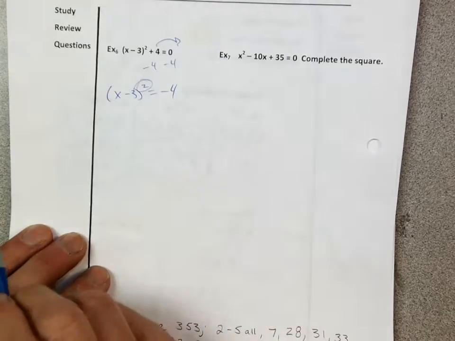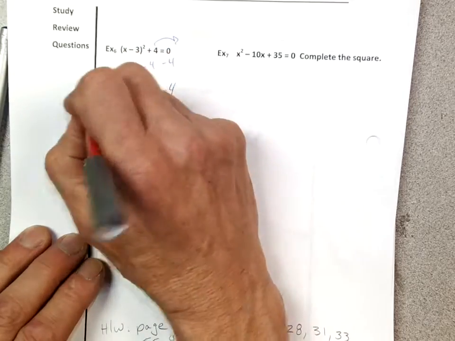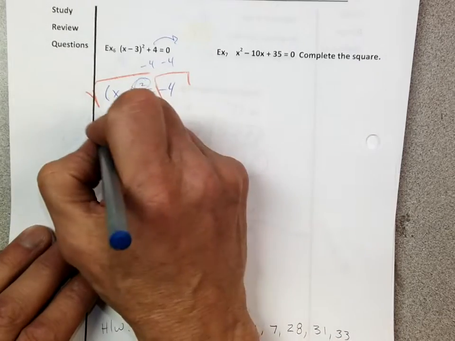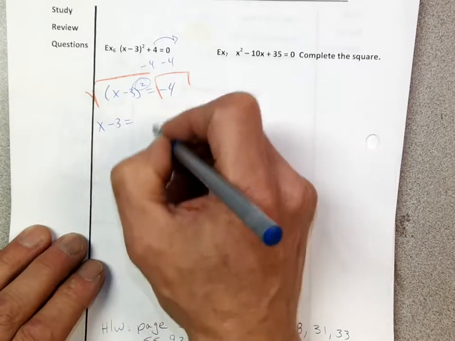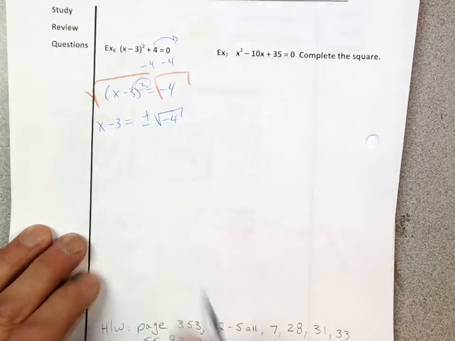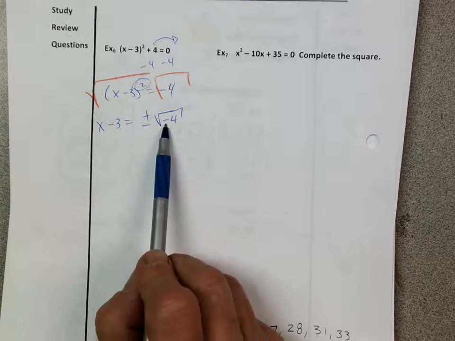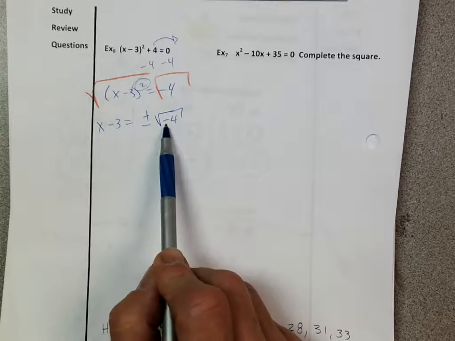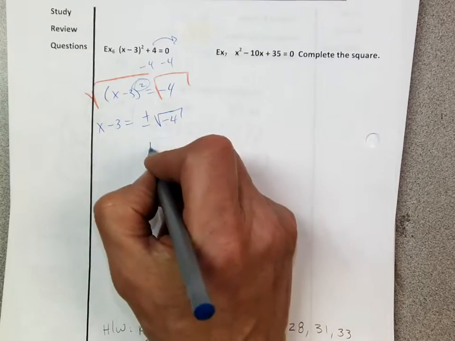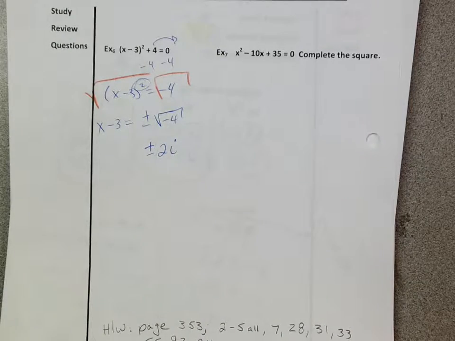Got to undo the square, so I square root it. I'm going to square root it to cancel the square, and I square root this. So I'm going to get x minus 3 equals plus or minus the square root of negative 4. But I can't have the square root of negative 4, can I? So I'm going to have an i, because I can't have the square root of a negative. And then I know the square root of 4 is just 2. So I'm going to change this to plus or minus 2i. Okay, this is not that hard, is it?